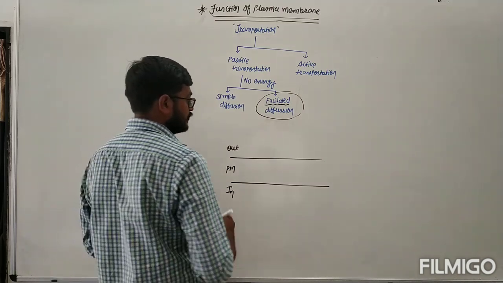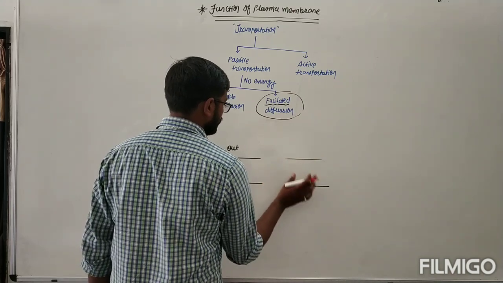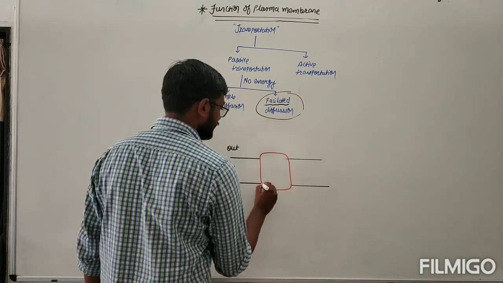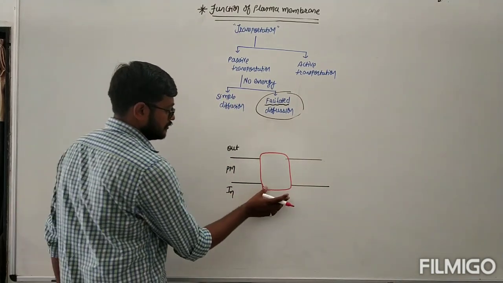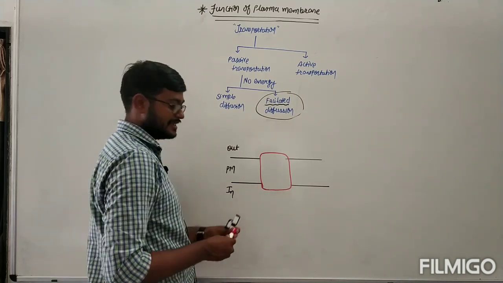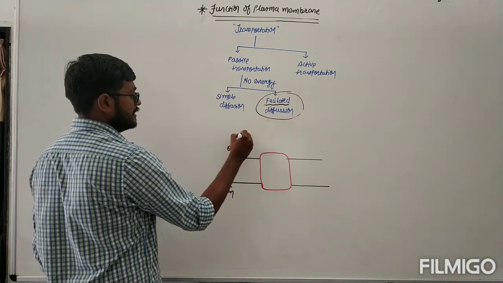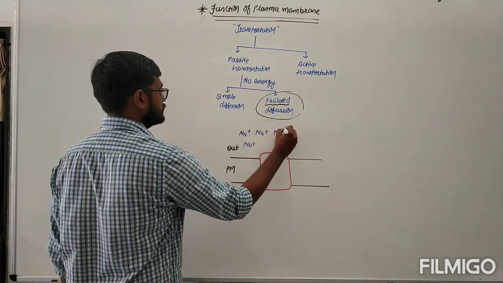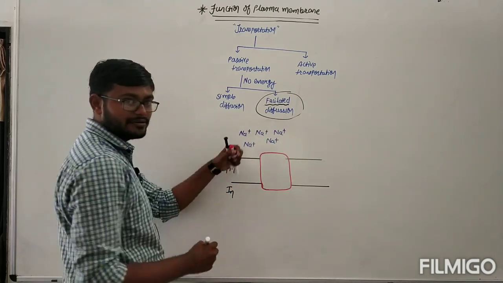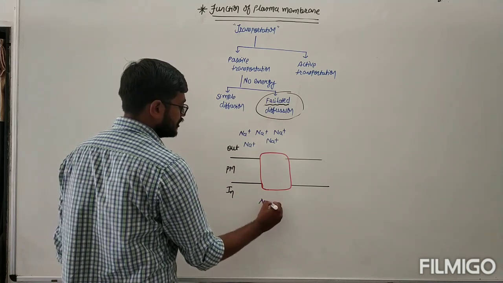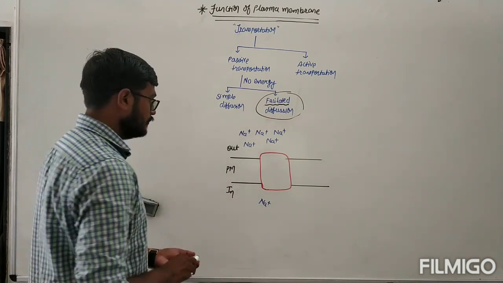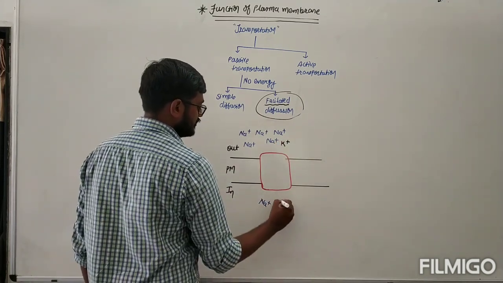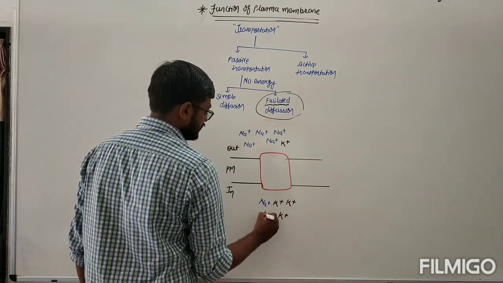In the case of active transport also, protein molecules are compulsorily required. What happens in the case of active transport? Let's take an example. A cell always maintains a high concentration of sodium on the outer side. The concentration of sodium is higher on the outer side and less on the inner side. In contrast, the concentration of potassium is less on the outer side and higher on the inner side.